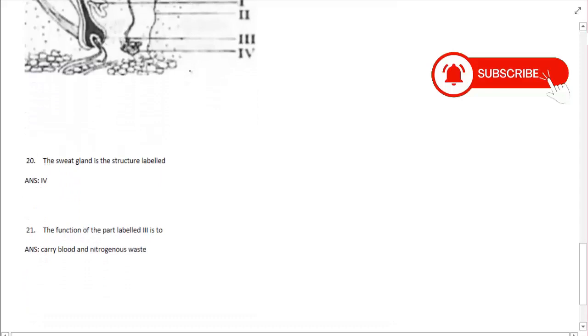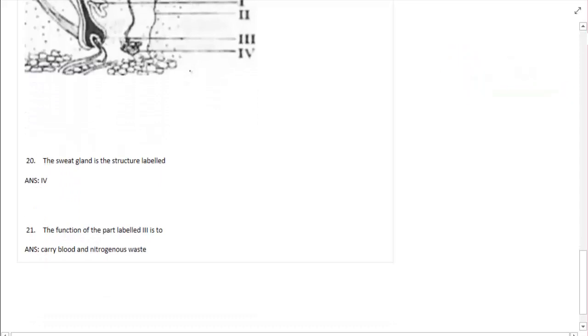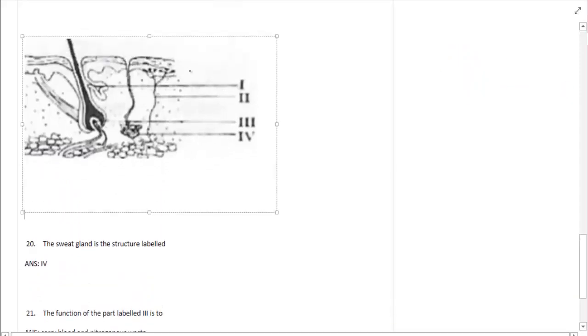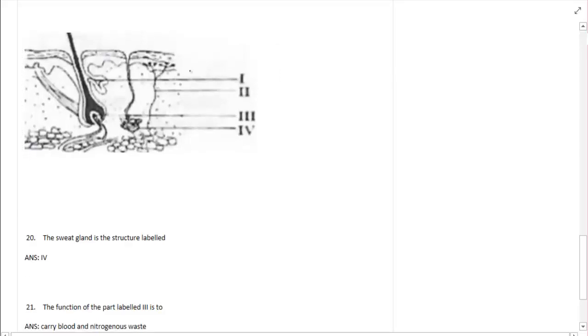Question number 20. In question number 20, we are given a diagram, and we are instructed to answer question 20 and 21. The sweat gland is a structure labeled dash. The sweat gland is a structure labeled IV.